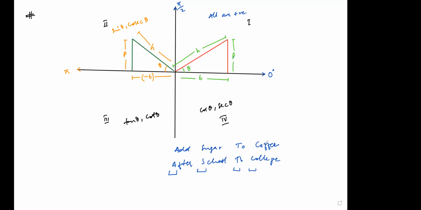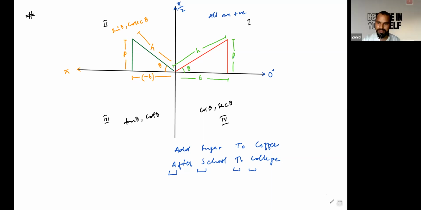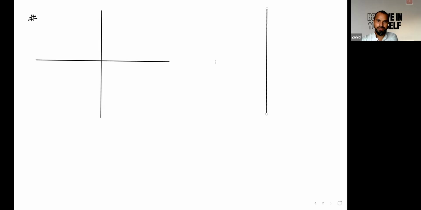Okay, the next segment is how to convert from one trigonometric function to another. So we have two different rules. First is by knowing the vertical line, and the second one is by knowing the horizontal line. This is your pi by 2, and this is 3 pi by 2.